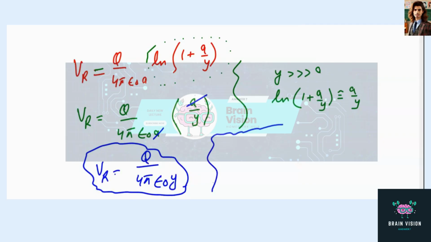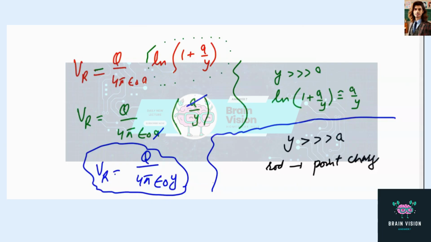So here we will conclude that when the distance of point r, that is y, is very much greater than the length of the rod, then the rod will act as a point charge.